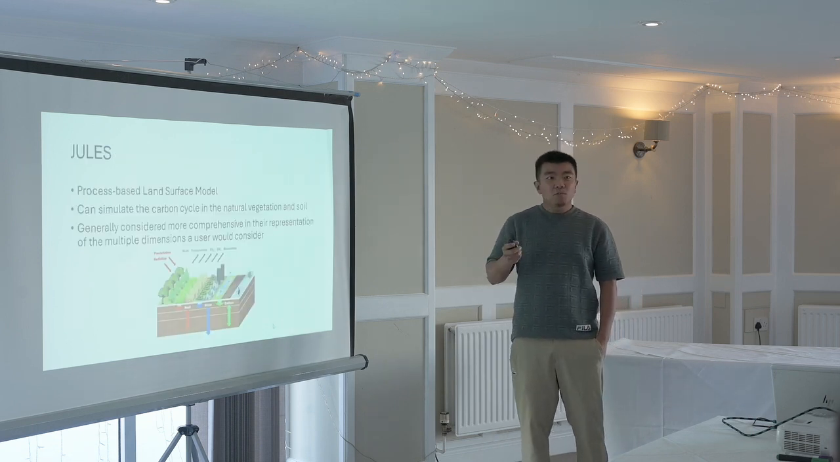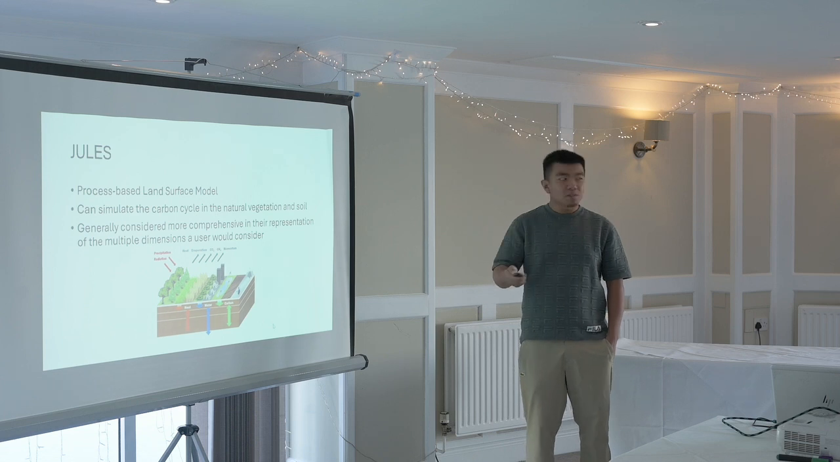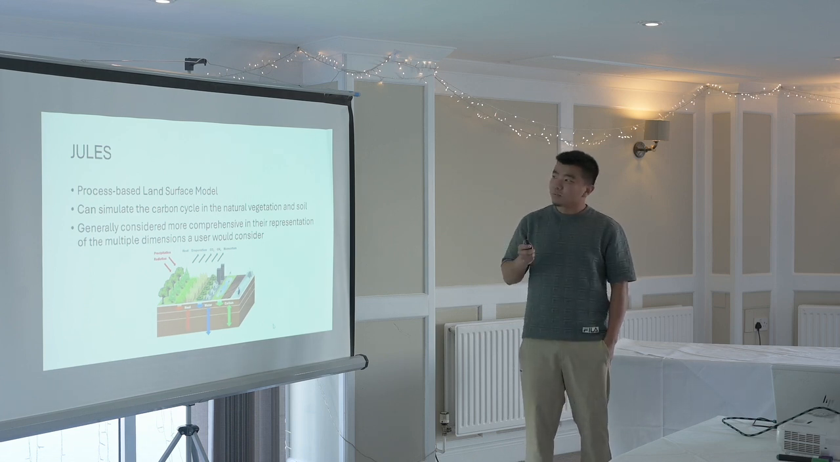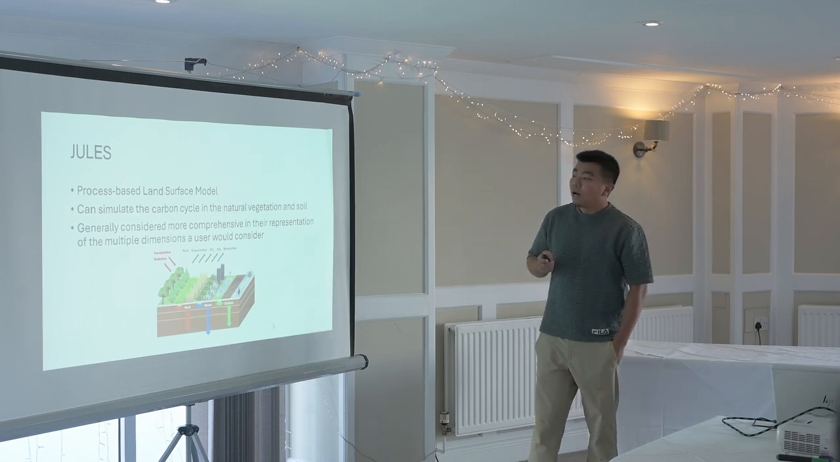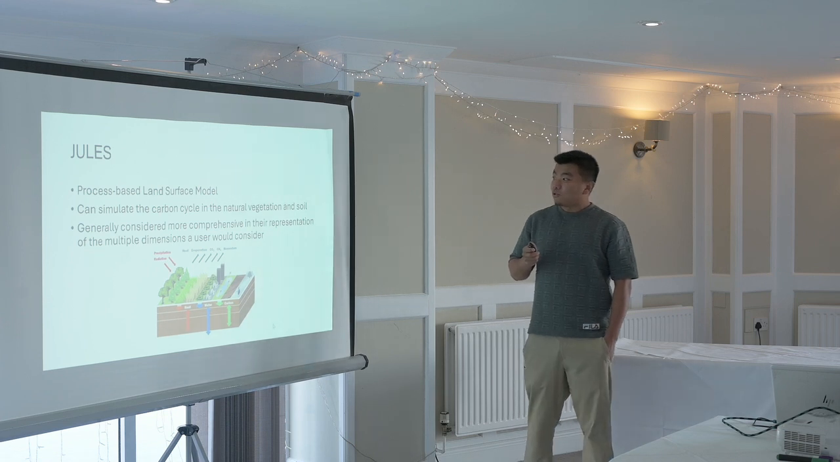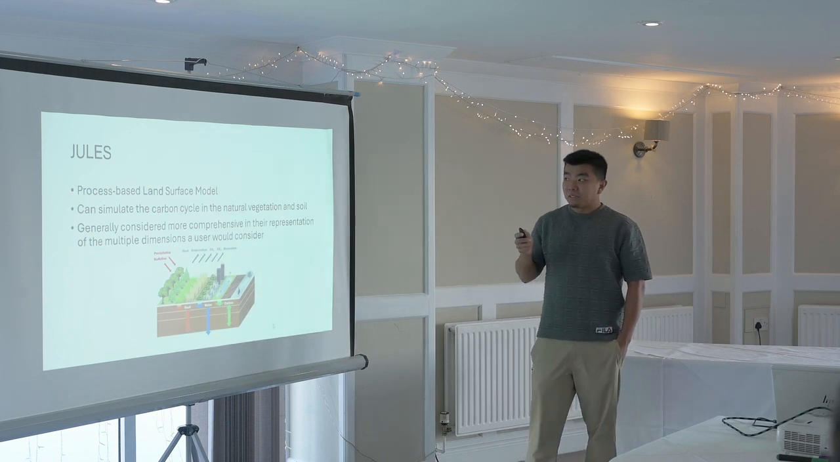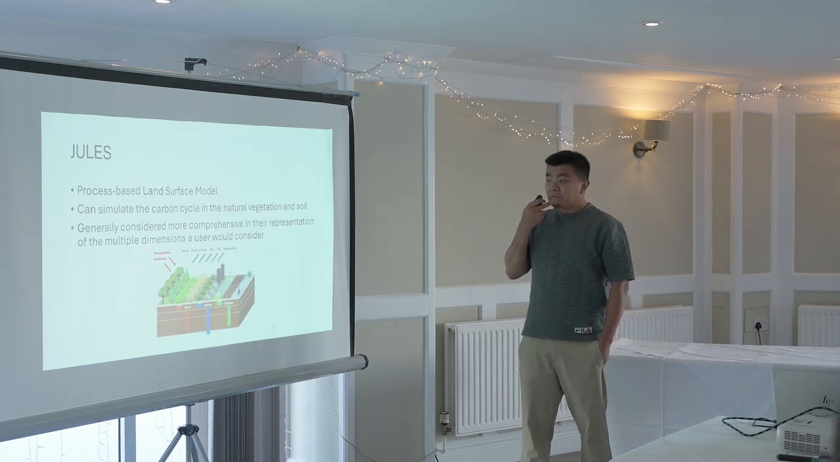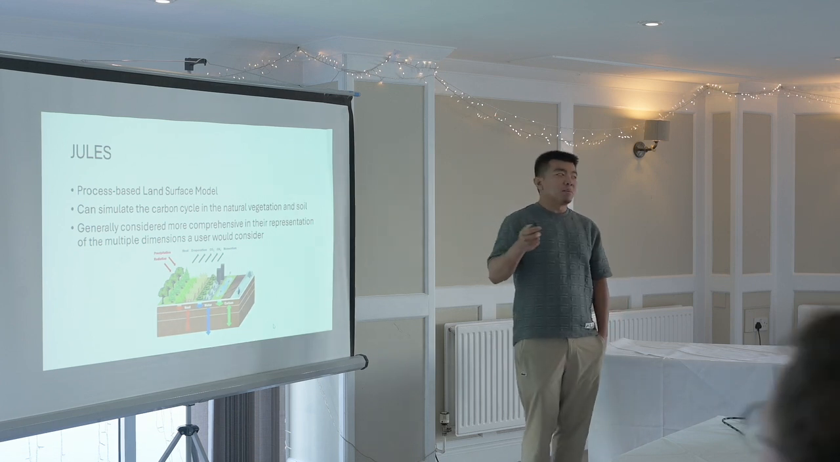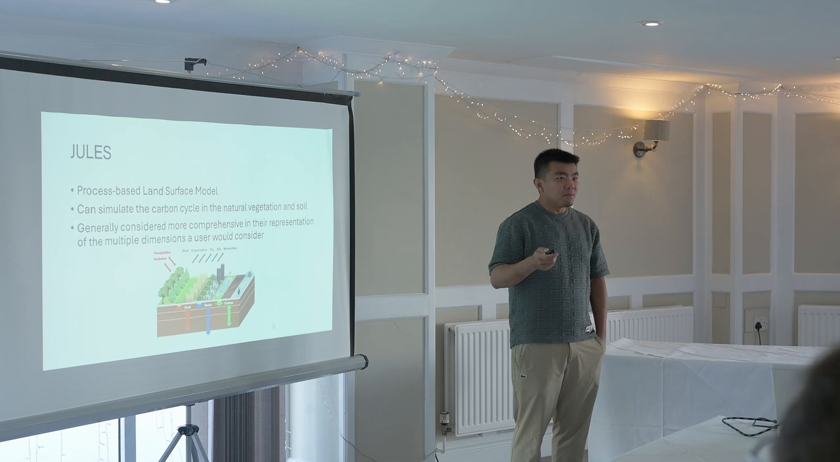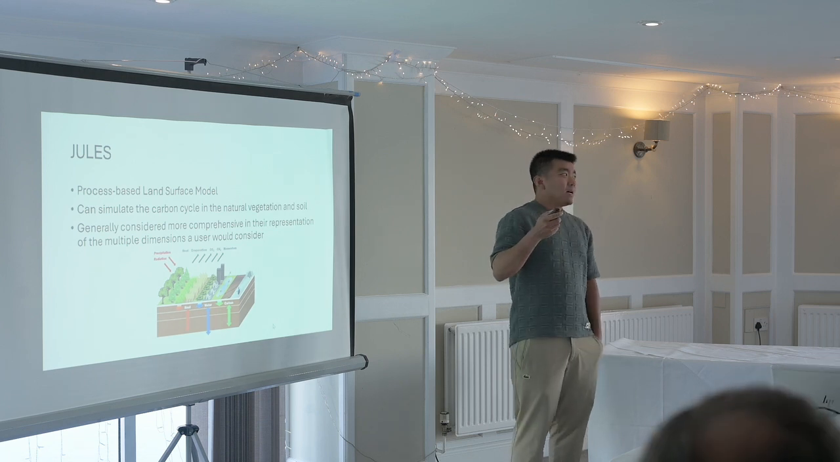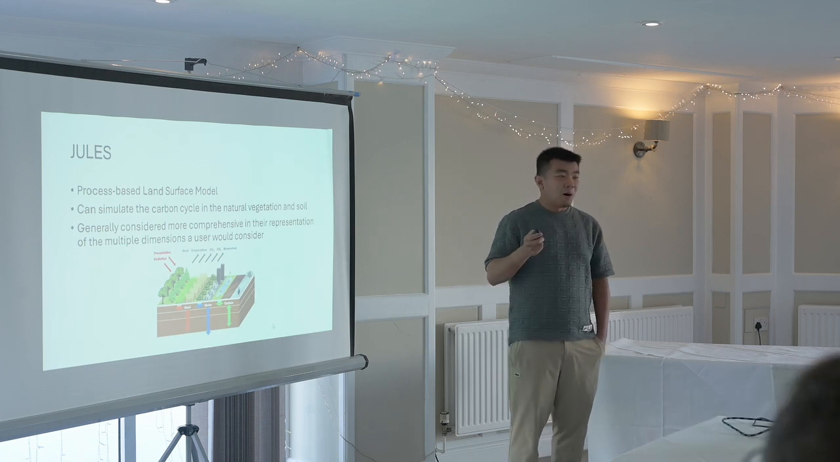So we have WCC, then we think, oh, we've been using JULES a lot. And JULES is a process-based land surface model, which can simulate the carbon cycle in natural vegetation and soils. It's generally considered more comprehensive in the representation of multiple dimensions a user would consider. So we think, okay, JULES may be more similar to reality, even though it's still a simulation, but better than the WCC curves.